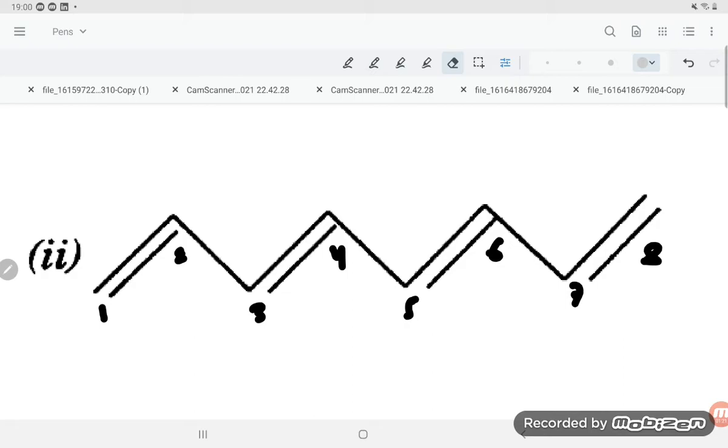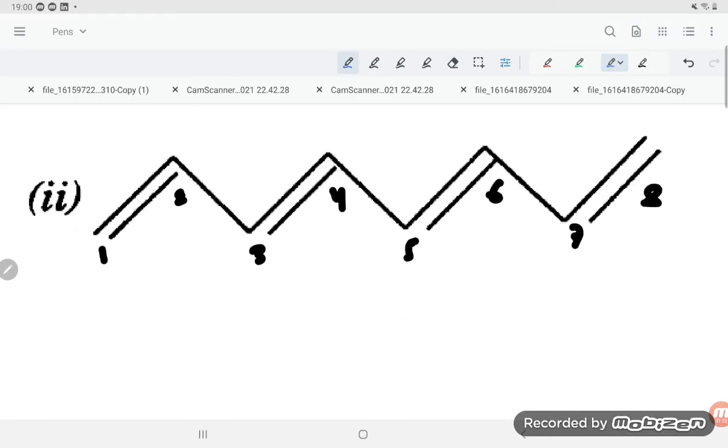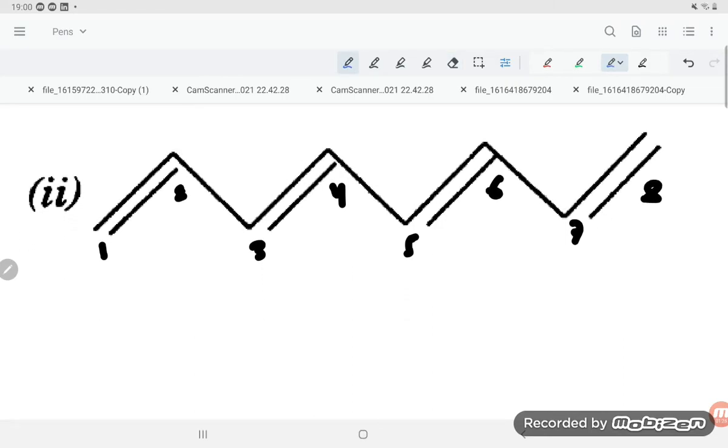Let us have a look. There is no prefix here, students. So we will start from the word root. The word root is 8 carbons, and 8 means oct. Then the double bond is there, so we can write octa.